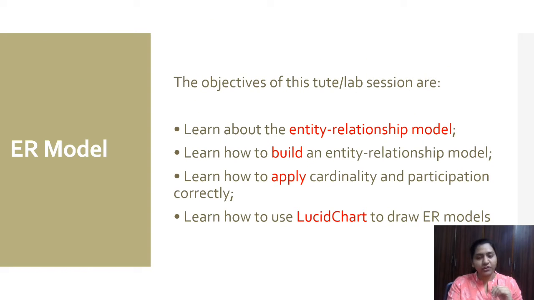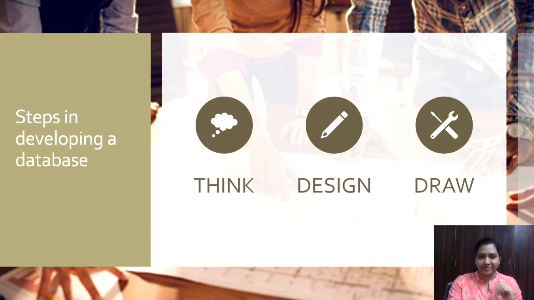So, the objectives for today's lab sessions are: we are going to learn about the Entity Relationship Model and how to build an Entity Relationship Model, and then most importantly, how to apply the cardinality and participations correctly. And then finally, we are going to implement this particular ER model in the form of an ER diagram using Lucidchart. Okay. So with all these four agendas, let us enter into the class.